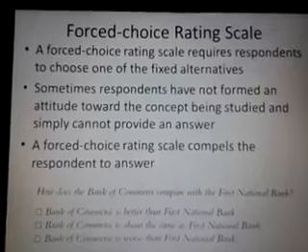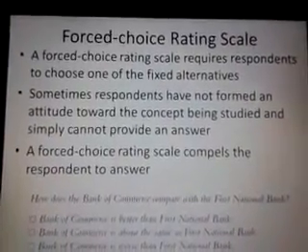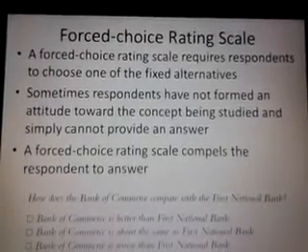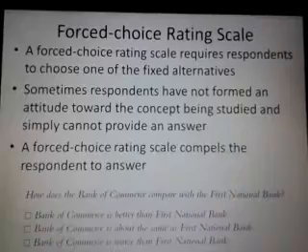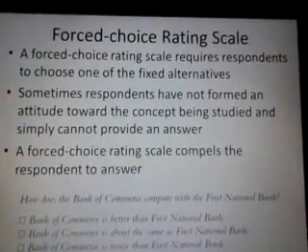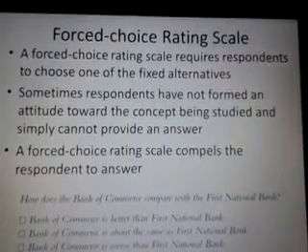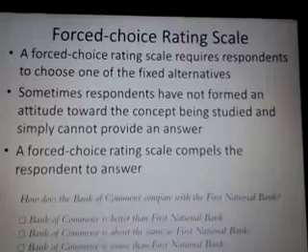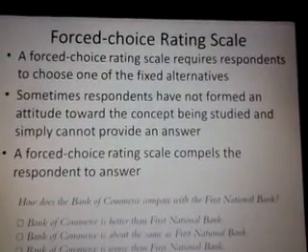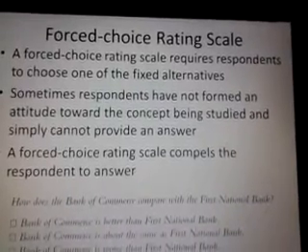Next is forced choice rating scale. Why is it called forced choice? As we have seen in some of our last examples, there were some middle points: uncertain, don't know, maybe. If it is a 7-point scale, the center point is uncertain or not interested or don't know. But a forced choice rating scale requires respondents to choose one of the fixed alternatives.